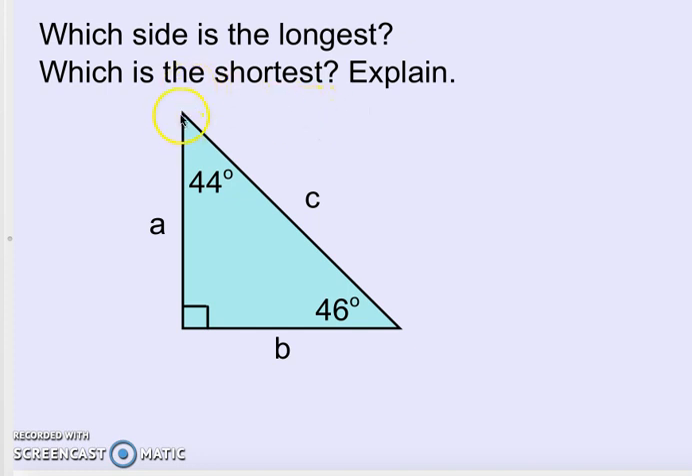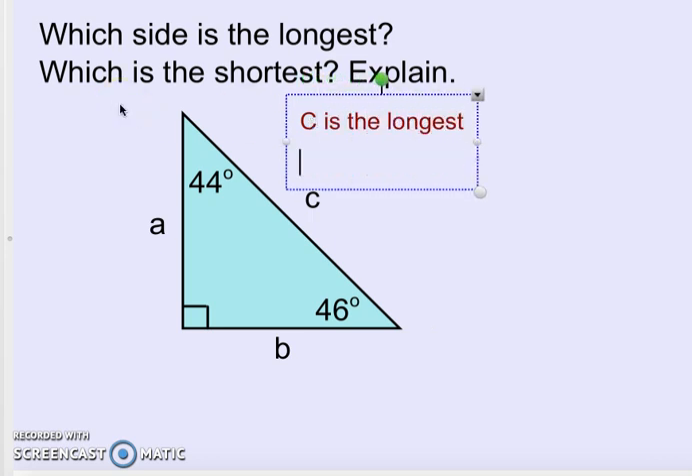So let's answer these. I'm hoping you know the answer to the first question at least. You should know through working with the Pythagorean theorem that C, the hypotenuse, is the longest side. And the reason is that C is across from the largest angle, the 90-degree angle.